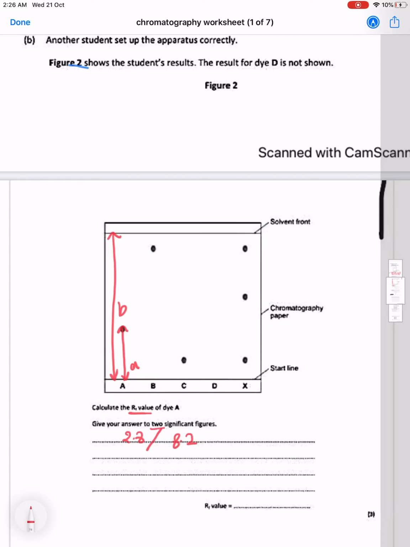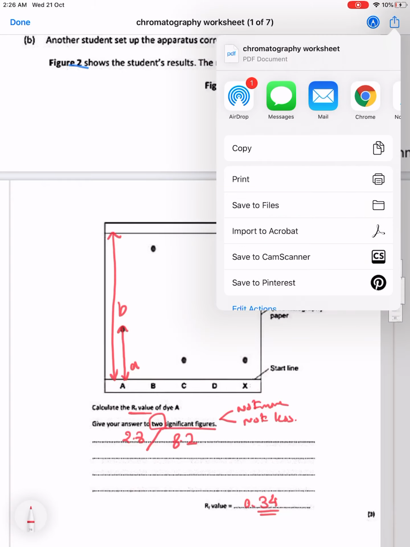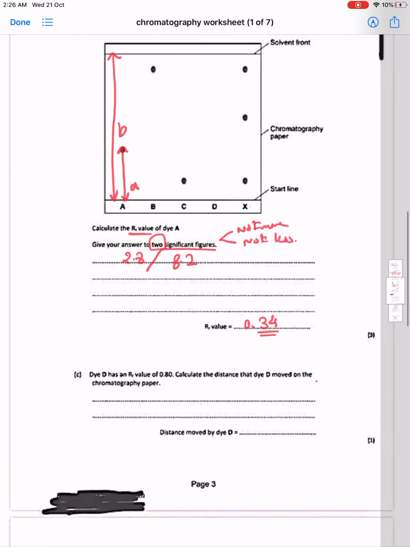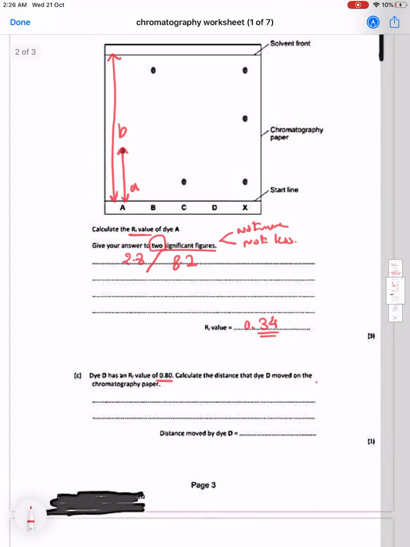Now, they wanted 2 significant figures, you should abide by the significant figures required, not more than 2 significant figures, and don't round to less than 2 significant figures. It should be exactly 2 significant figures. So that's why I would write the answer 0.34. So I'm rounding it to 2 significant figures. Now let's move to the other part of the question. Now dye D has an RF value of 0.8. So here they gave you the RF value.